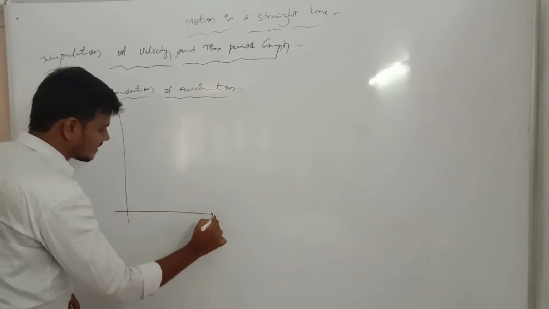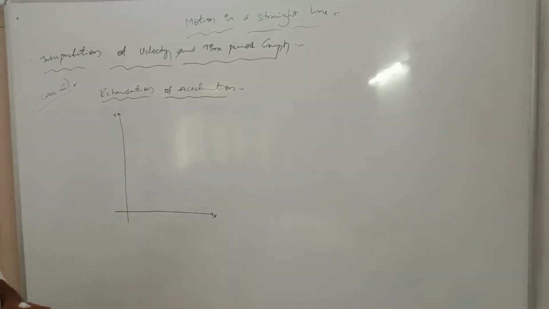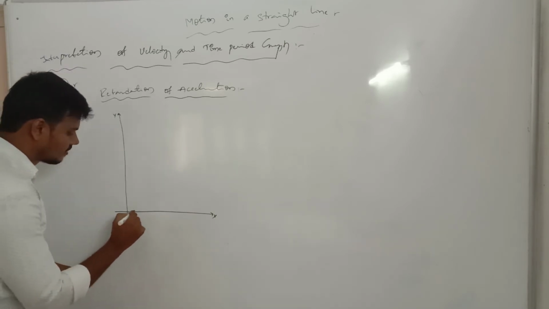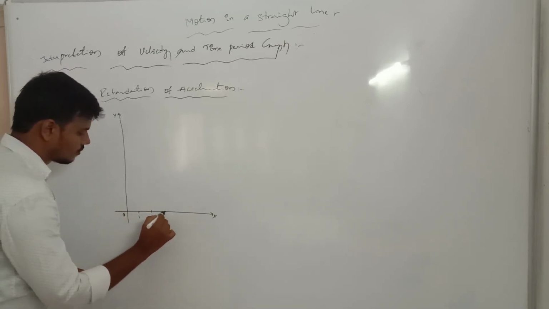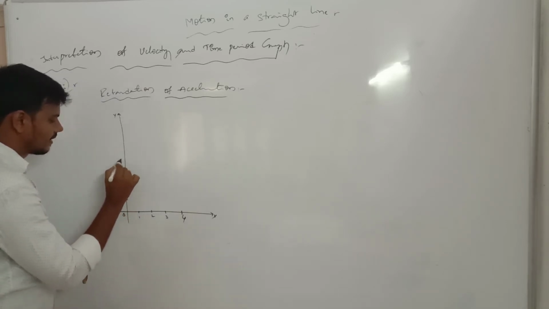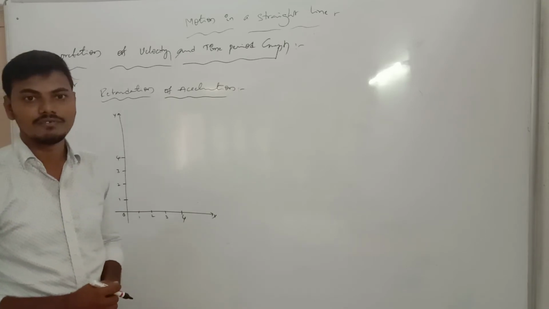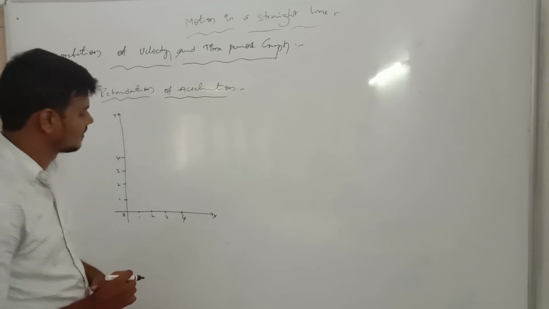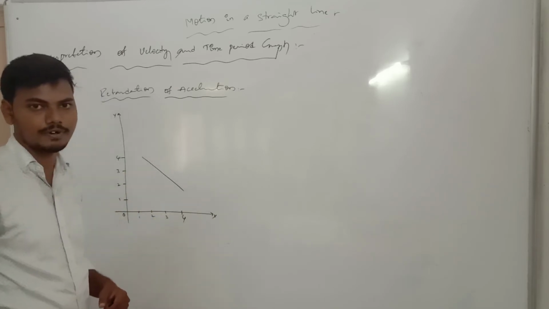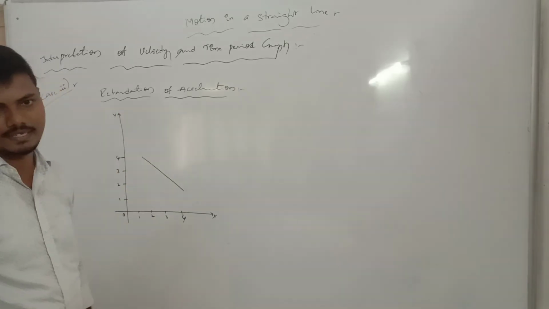So this is the x-axis, and this one is the y-axis. Okay, retardation will be 0, 1, 2, 3, 4 on the graph. Retardation means decreasing of velocity. Velocity will be decreasing. This is the decreasing point. Now this decreasing point is known as retardation of acceleration.